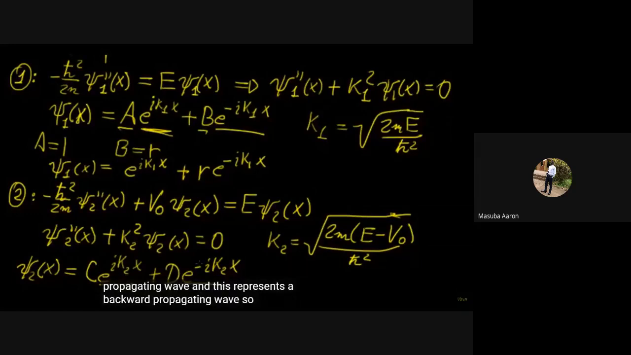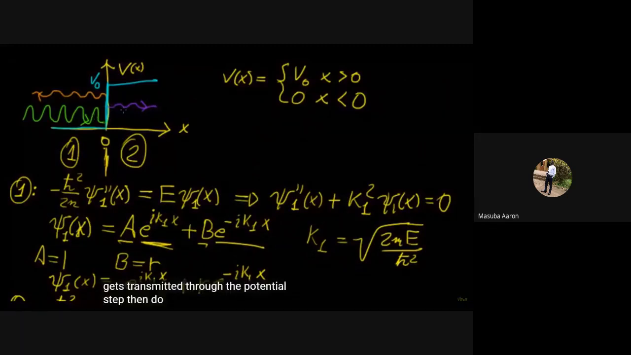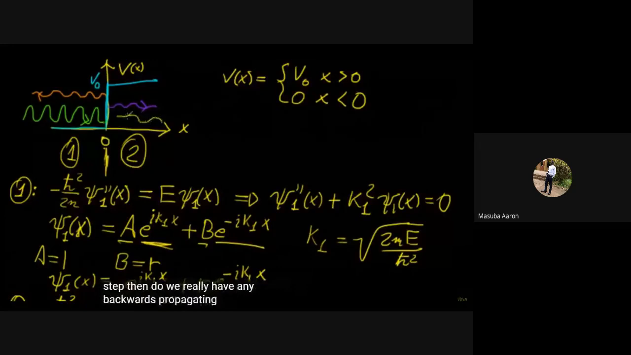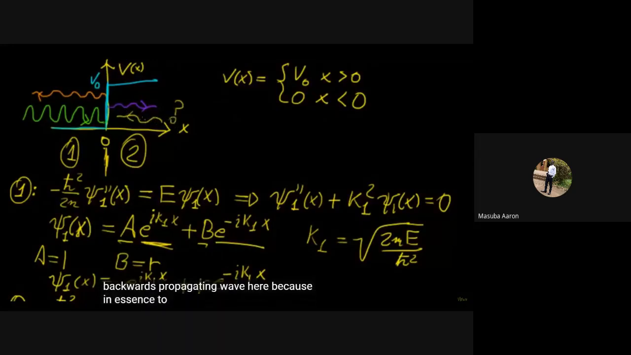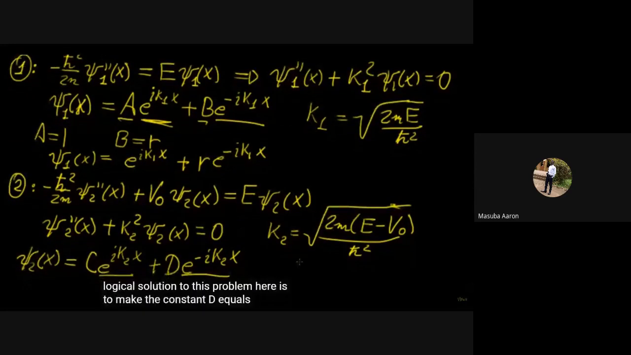So let's look at the problem at hand once again. If this incident wave gets transmitted through the potential span, then do we really have any backwards propagating wave here? Because in essence, something propagating backwards from here, we would need something to get reflected here. But we know that this potential is just going to stay constant at the value V naught to infinity. So there's never going to be another interface from which this is going to get reflected. So the only logical solution to this problem here is to make the constant D equal to 0.